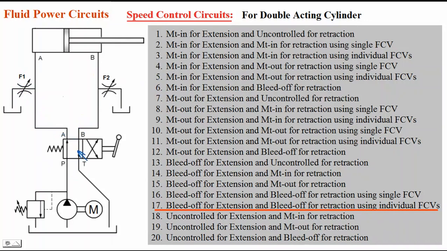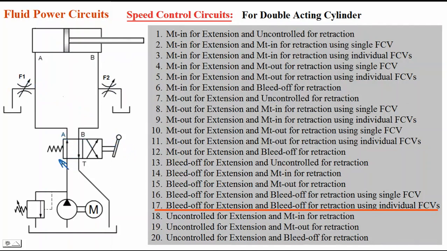Oil which is flowing from P to A, a part of that oil is flowing through F1. Only the remaining amount of oil is flowing to the cylinder. So that's why it is bleed off for extension. I can control the speed of extension by operating this flow control valve F1, and for retraction, I will keep the lever in the other position, second position.